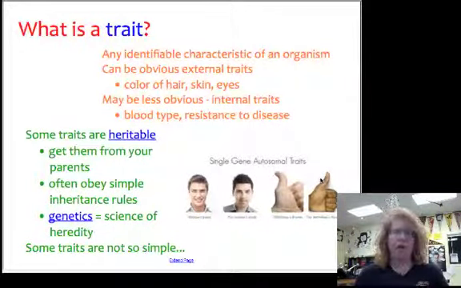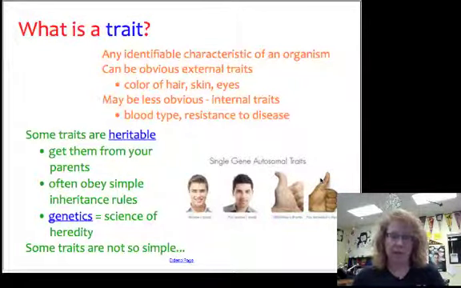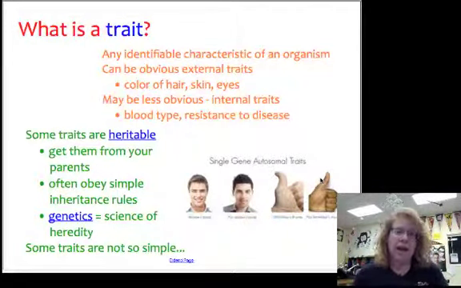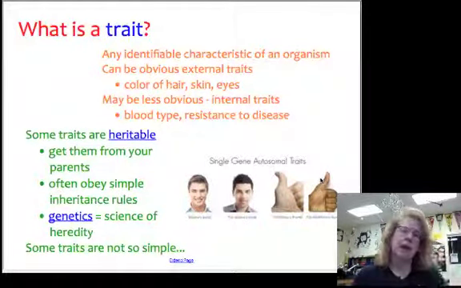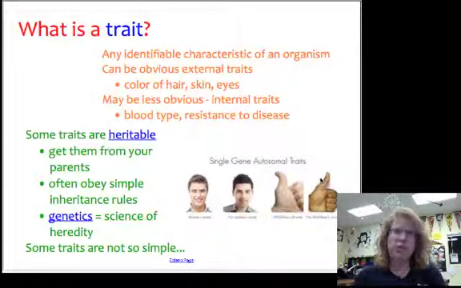So what is a trait? Trait has a very simple definition. A trait is any identifiable characteristic of an organism. So again, it can be your hair color, your eye color. It can be really obvious outside things, and that's usually what we tend to talk about. But keep in mind that traits can be internal things as well.